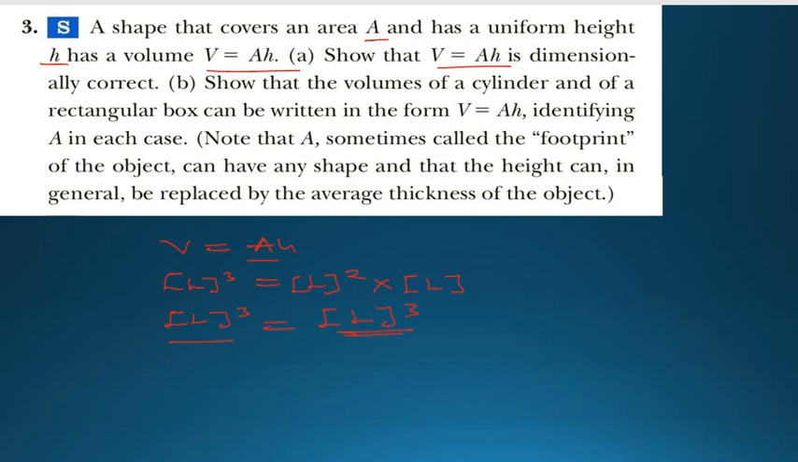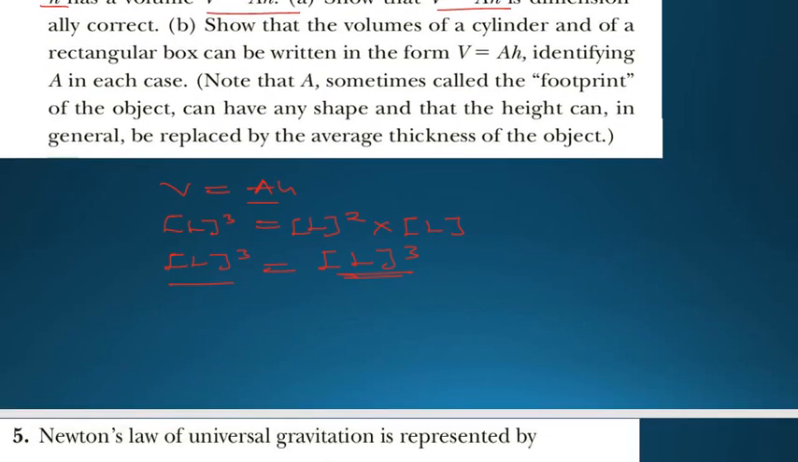What is the other question? The other question now is to show that the volumes of a cylinder and of a rectangular box can be written in the form. Let me check if I have another question of this kind. No, I don't have.